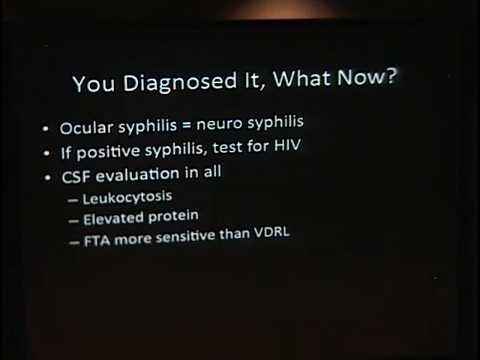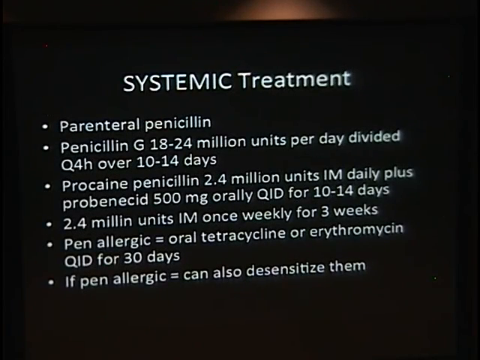So then a couple of key things. If you diagnose syphilis, what do you do next? So the key is that ocular syphilis is neurosyphilis. And so you have to get a CSF evaluation, so get a lumbar puncture, and always test for HIV. Treatment, there's a bunch of different treatments that you can do, but they are all approved for neurosyphilis. But IV penicillin is what we do here.